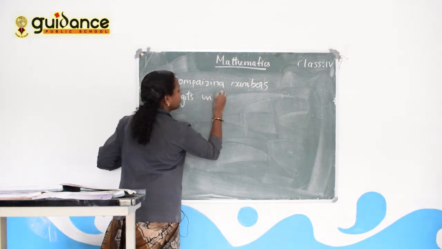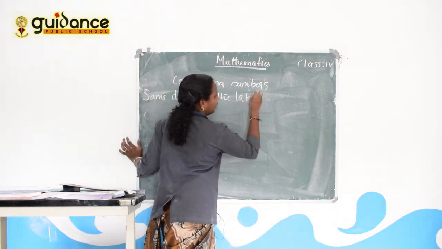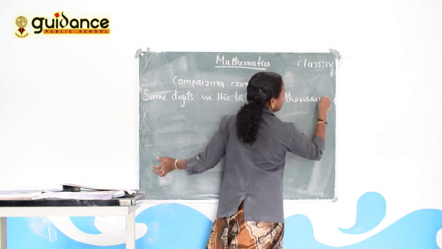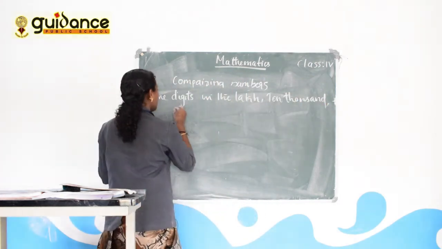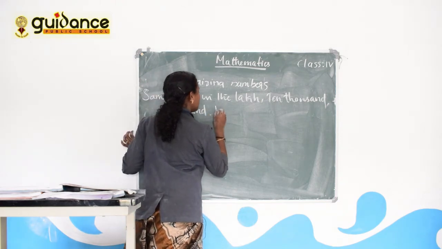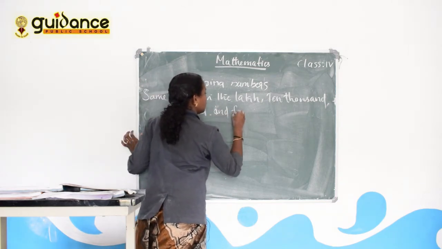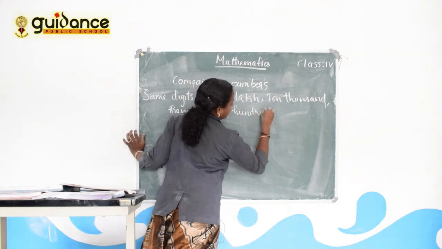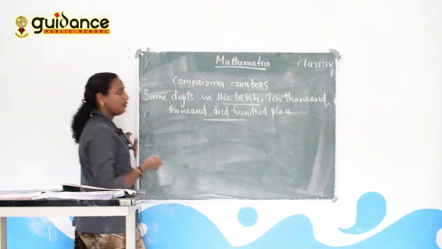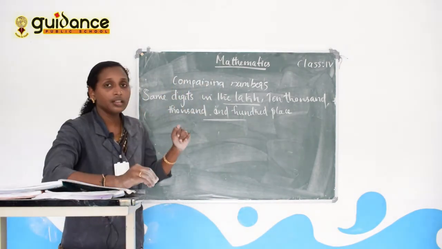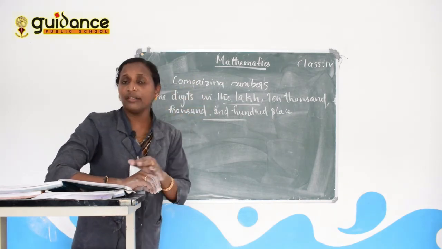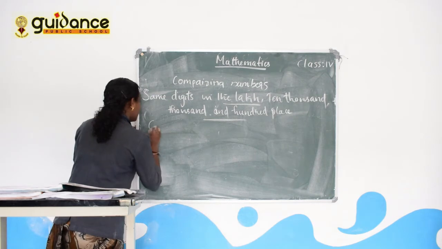Same digits in the lakh, ten thousand, thousand, and 100 place. So in this section, the same digits in the lakh, 10 lakh, 1000 and 100 has the same digit. So we will come to one example.